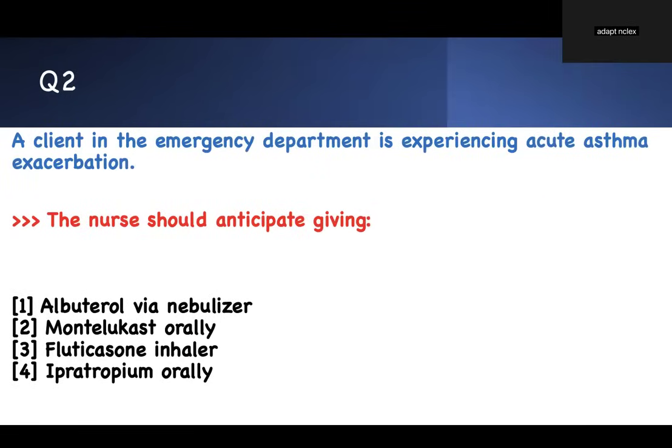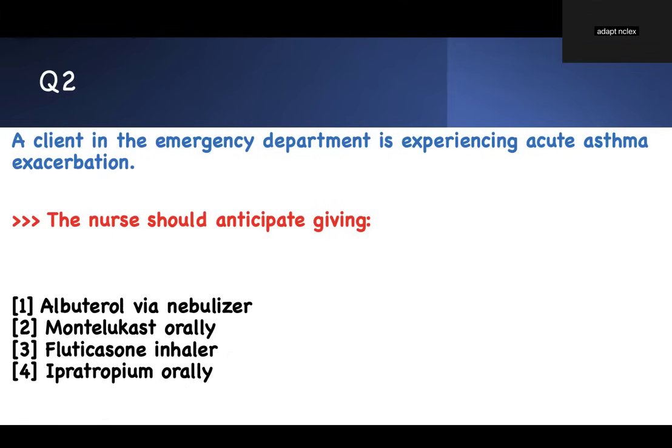Next question. A nurse should anticipate giving which medication? The client in the emergency department is experiencing acute asthma exacerbation. The buzzword in the question is acute asthma exacerbation. If I'm taking these exams, acute asthma exacerbation is what I'm going to focus on. Therefore, whatever medication they give me, I'm going to focus on what? Acute. That means an asthma patient in exacerbation, an acute state. In that state, I need to do what? Open the airway. What medication am I going to use? Something that acts fast. What do you think?